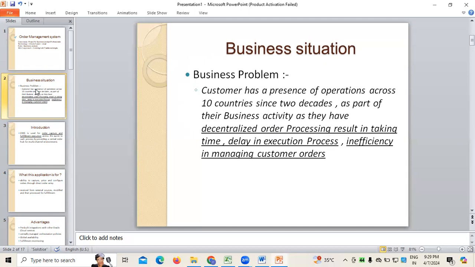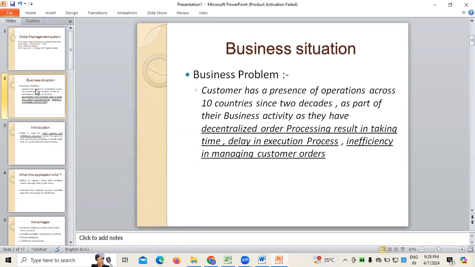The problems are underlined here, as you can see. One is that they don't have any centralized data. Also, whatever order processing they do was completely decentralized, because there is no centralized order processing as such. Because of the decentralization of the process, it takes time for them to process the order. At the same time, it delays their execution process, resulting in inefficiency in managing customer orders, which is what the customer is facing.